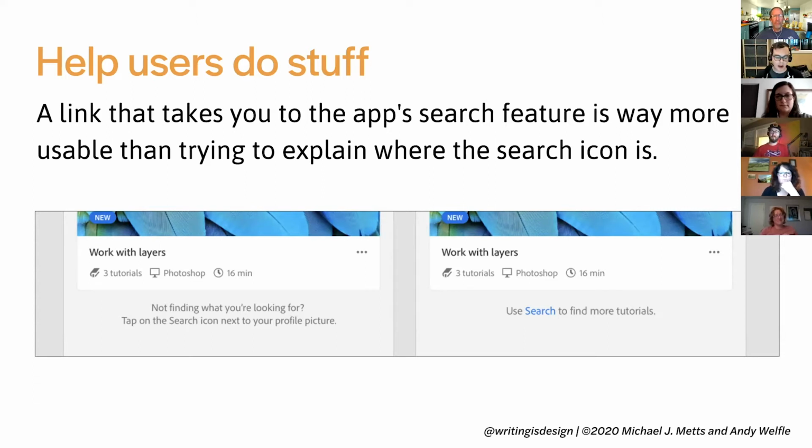But really, why do we want to tell people when we can show people? We can just bring people right to that experience. So Marissa, our content strategist, changed that up to say, hey, use search to find more tutorials, and then made the search word clickable or tappable. It's a really good example of shortening this and making it something that can be used by users.